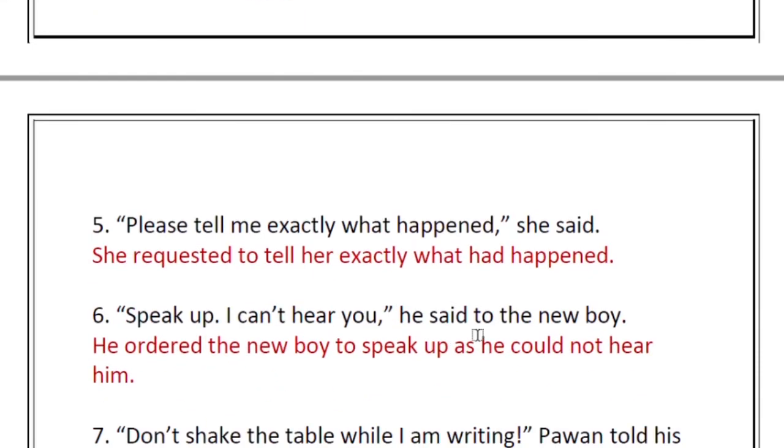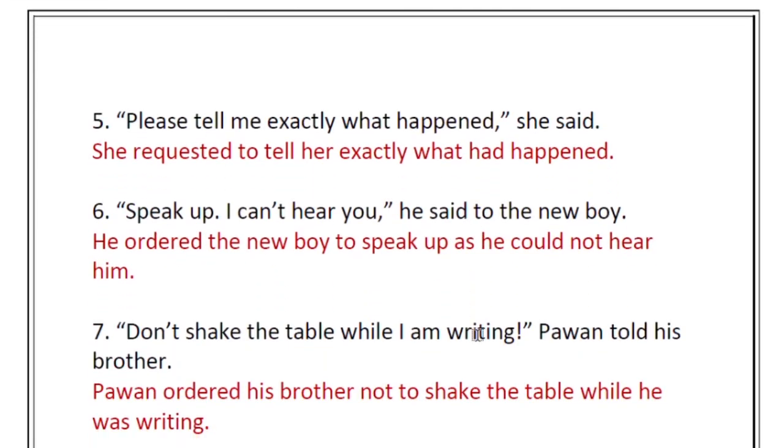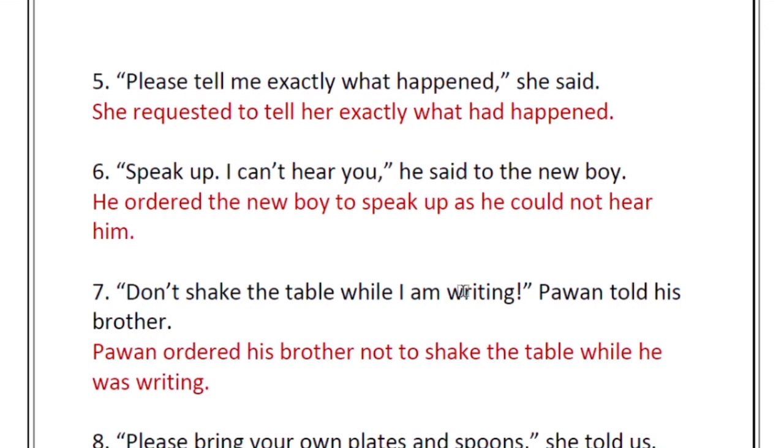Okay. Coming to sentence number 5. Please tell me exactly what happened, she said. So, please again, we'll have to remove this word. When you remove, you have to add some word also. So, remove please and add requested over here. So, she requested to tell her. Now, tell is the main verb. So, to tell her exactly what had happened. So, what happened is simple past. So, we'll have to change to past perfect had happened.